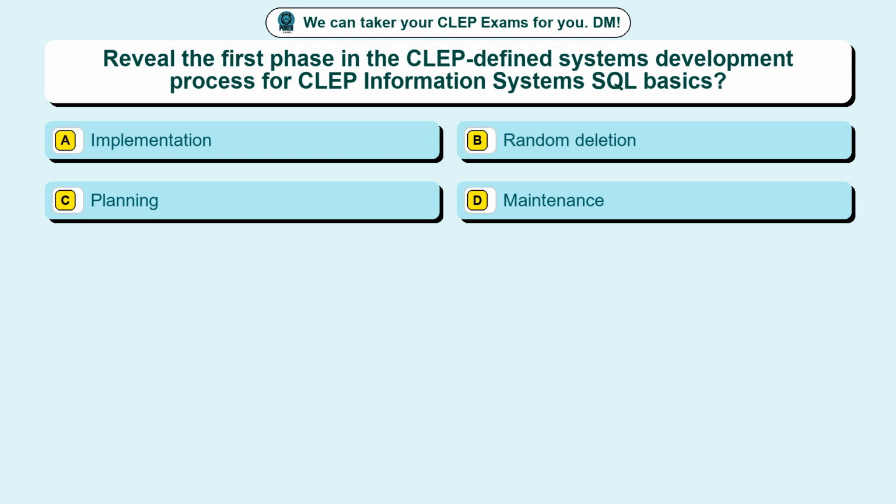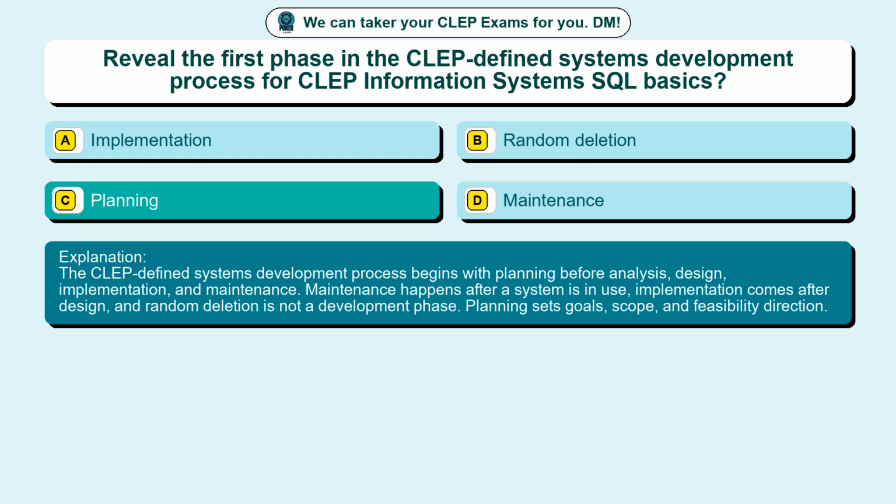Question 64. Reveal the first phase in the CLEP-defined systems development process for CLEP Information Systems SQL Basics. Option A. Implementation. Option B. Random deletion. Option C. Planning. Option D. Maintenance. The correct answer is option C. Planning. The CLEP-defined systems development process begins with planning before analysis, design, implementation, and maintenance. Maintenance happens after a system is in use, implementation comes after design, and random deletion is not a development phase. Planning sets goals, scope, and feasibility direction.